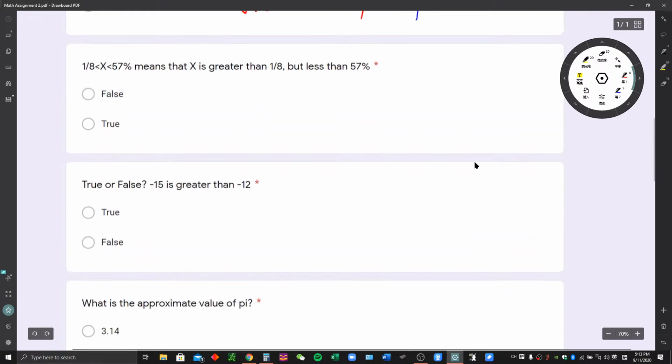And next, 1/8 less than x less than 57%. It means x is less than 57%. But x is greater than 1/8. So x is greater than 1/8, but less than 57%. This is true.